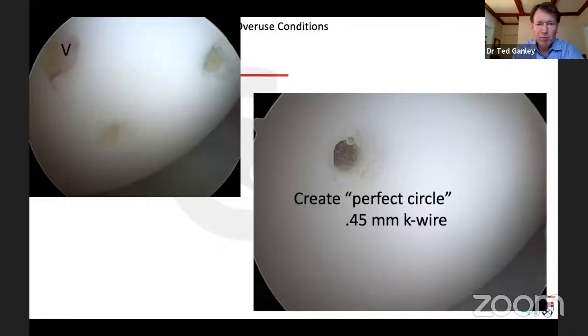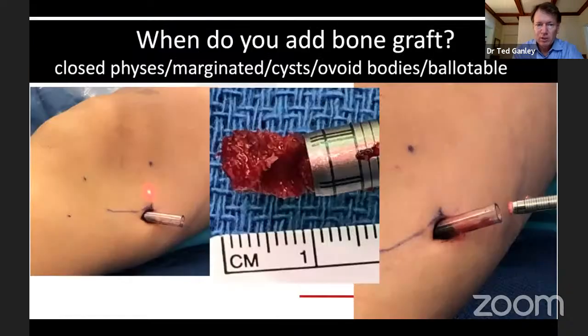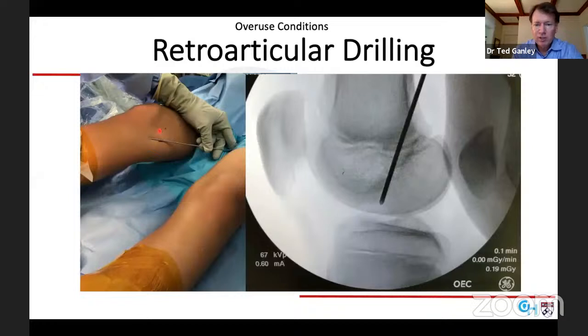You can see examples where you've obtained some fat droplets and bone marrow, so that you've created that perfect circle. For transarticular drilling, I'll use a 0.45 millimeter K wire as opposed to a 6.2. When do you add bone graft for patients? If they have closed growth plates, it's marginated, or if they have cysts, these ovoid bodies. In those cases, sometimes I'll address retroarticular drilling.